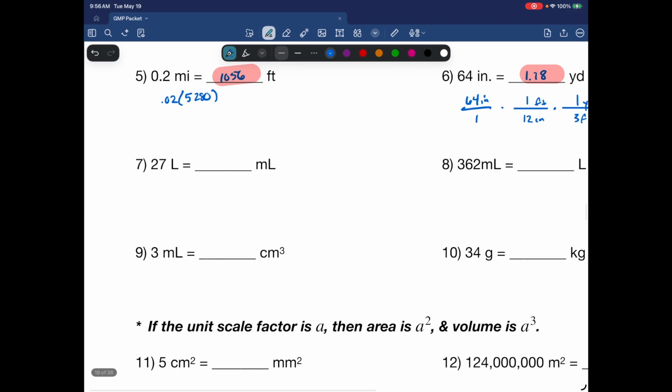On 9, you have 27 liters to milliliters. Liters are bigger than milliliters, and so I'm going to multiply by 1,000. So this is going to be 27,000 milliliters.